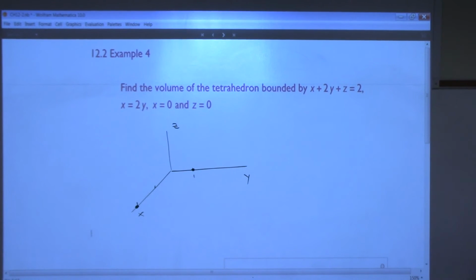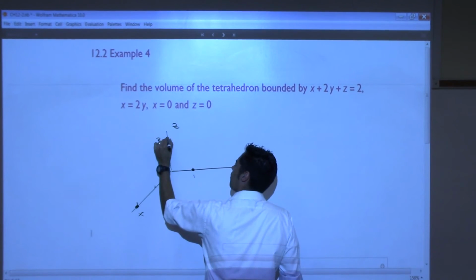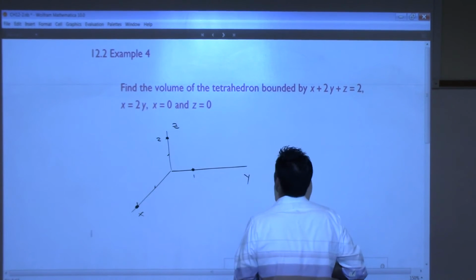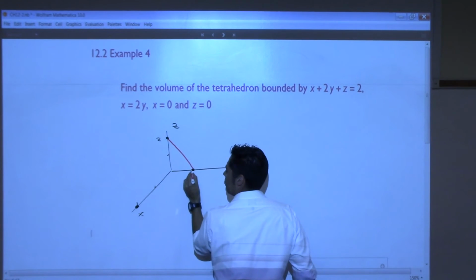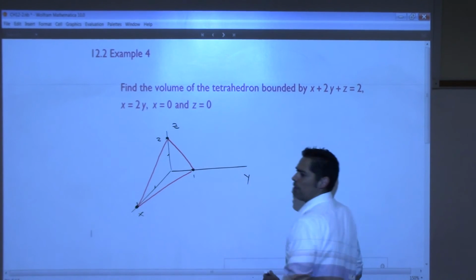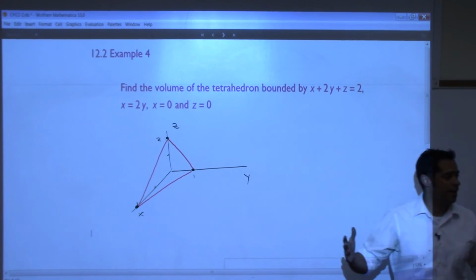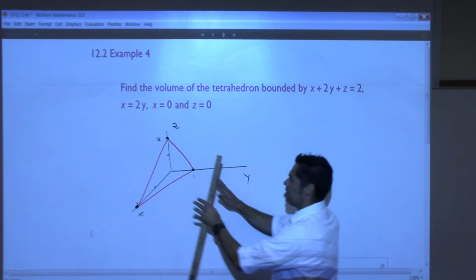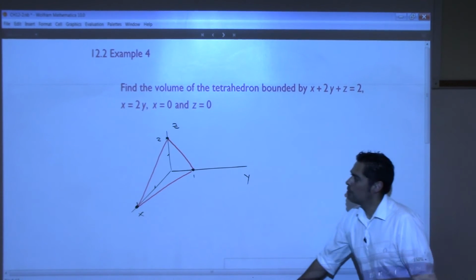And what about the z-axis? Where does it hit the z-axis? Up at 2? So what I can tell you right now is that this plane passes through all 3 of those points. So if I connect them with lines, that triangle lives on that plane, doesn't it? But it still extends in every direction forever.